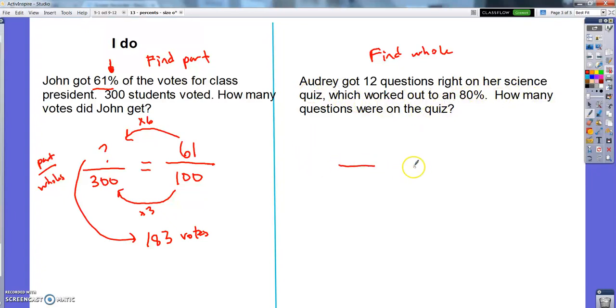So when I set my proportions up here, Audrey got 12. So I kind of want to find a grade. You do how many questions were right out of how many questions total. Part, whole. So here I know the part. Audrey got 12 right, but I don't know how many questions were on there. And her grade was an 80. And I know when there's a percent, that means it's 80 out of 100. So even though there's no 100 in the problem, I know I have one.